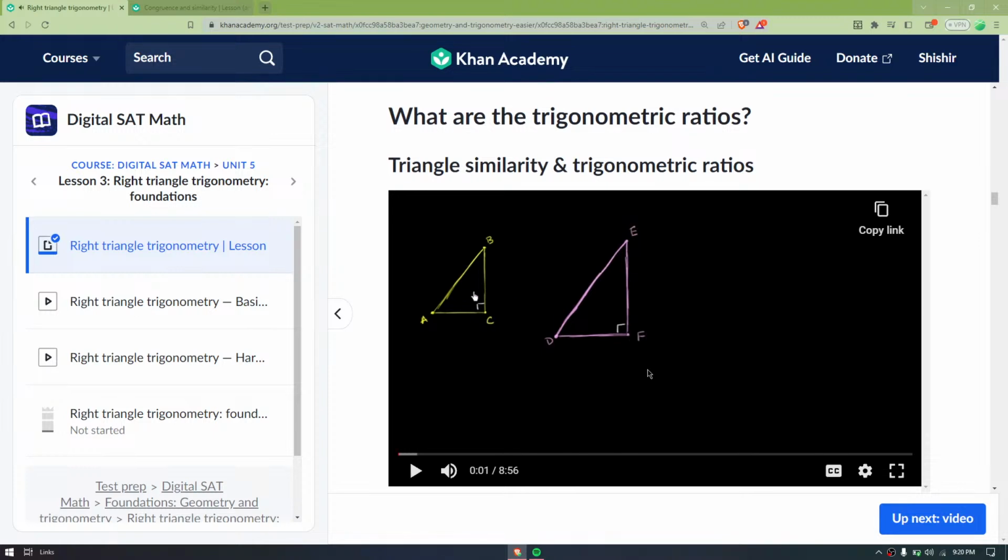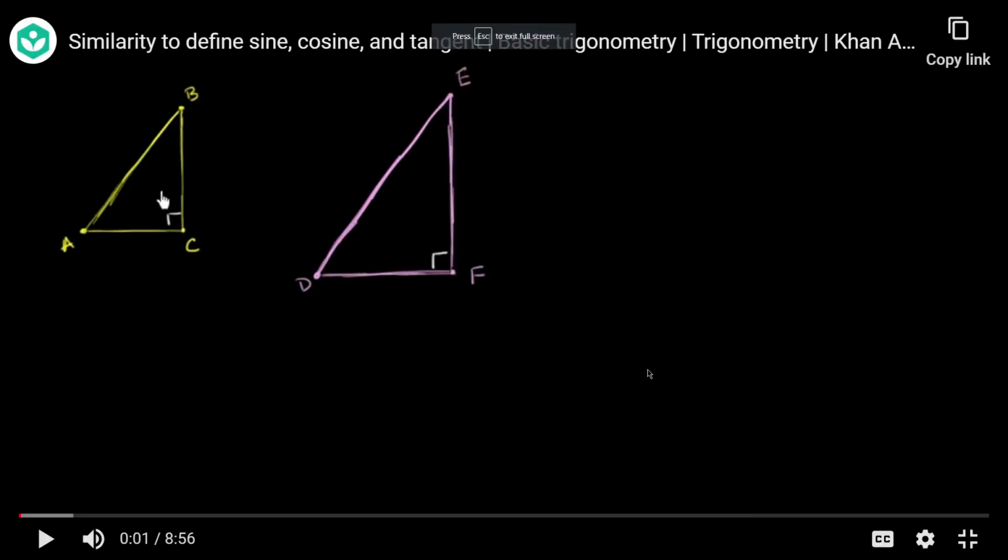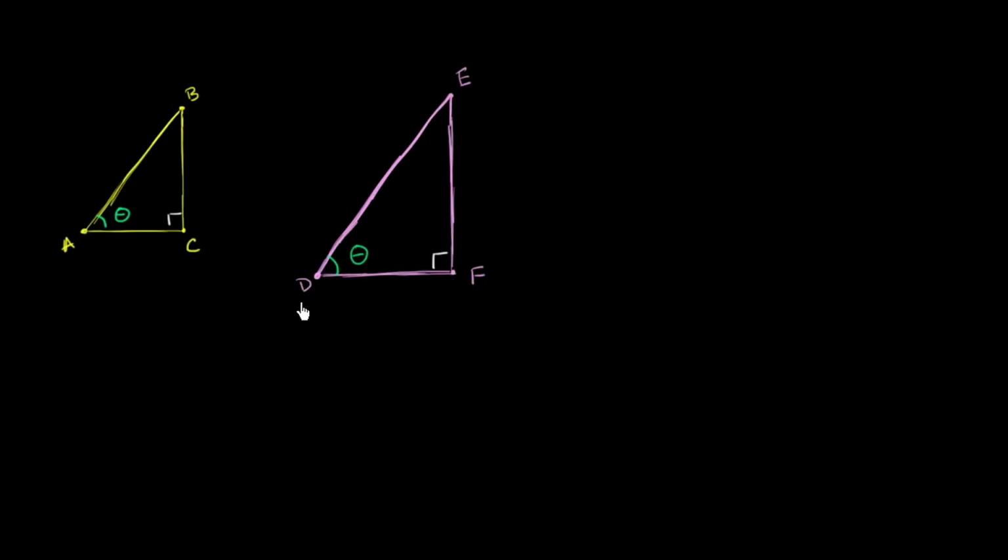We've got two right triangles here. Let's say we also know that they both have an angle whose measure is equal to theta. So angle A is congruent to angle B. What do we now know about these two triangles?